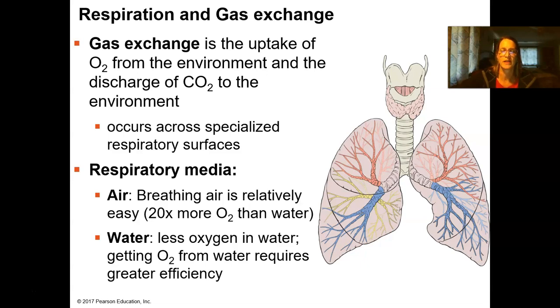Breathing air is actually relatively easy. There's a lot of oxygen in air. When you compare it to water being your respiratory medium, which is what fish and other aquatic organisms have to use, there's a lot less oxygen in water. In fact, there's about 20 times more oxygen in air than there is in water. So water is pretty low in oxygen in comparison to air. So if you are an aquatic organism using water as your respiratory medium, you probably need to have a pretty efficient system for getting oxygen out of that water.